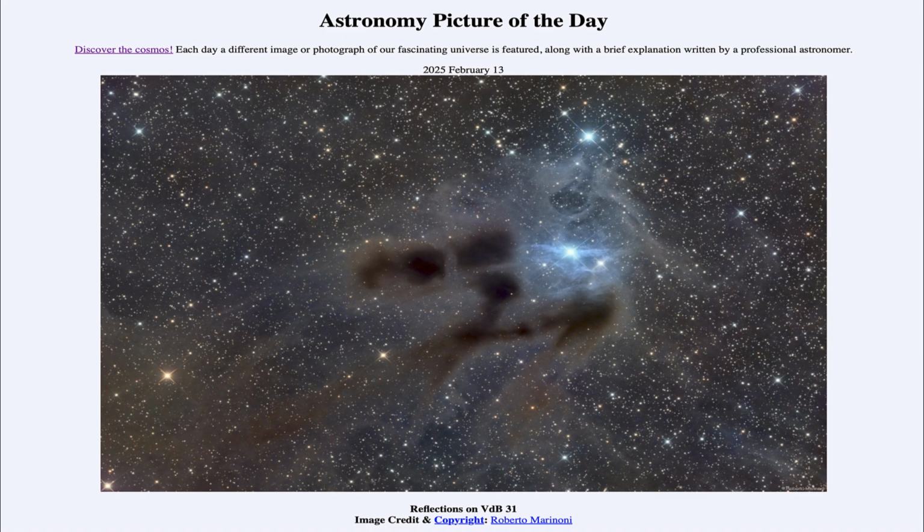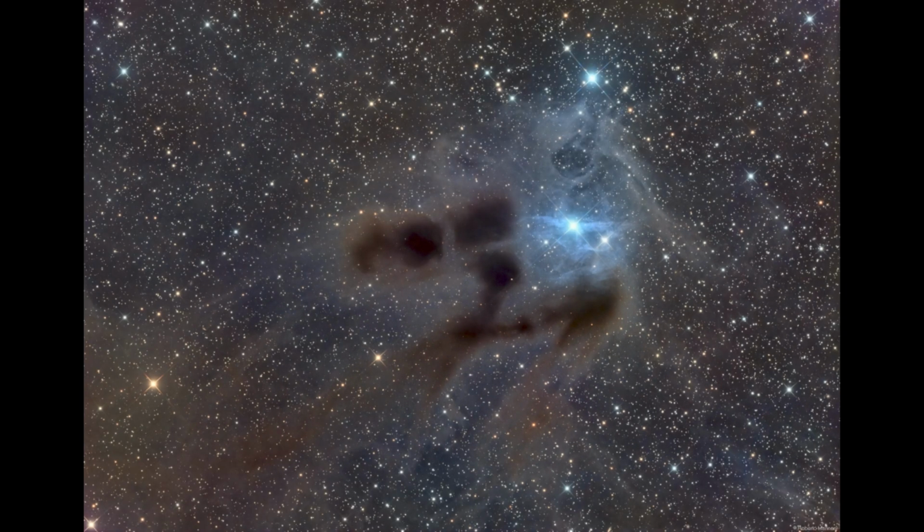Today's picture for February 13th of 2025 is titled Reflections on VdB 31. So what do we see here? Well, here we see the reflection nebula known as VdB 31, which is based on the catalog done in the mid 1960s by astronomer Sidney Vandenberg. And what this astronomer cataloged was reflection nebulae.